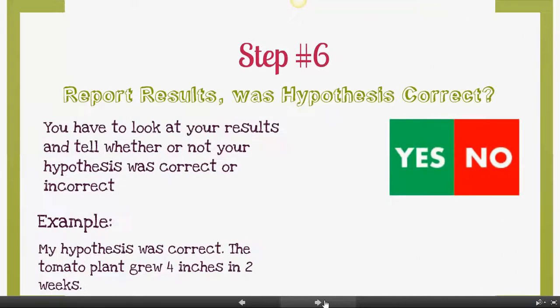And in step number 6, we would report the results and ask ourselves, was our hypothesis correct? So you have to look at your results and tell whether or not your hypothesis was correct or incorrect. Our hypothesis was that the tomato plant would grow 4 inches in 2 weeks. And we could say, once we did this experiment and looked at our data, that yes, the hypothesis was correct. The tomato plant grew 4 inches in 2 weeks.